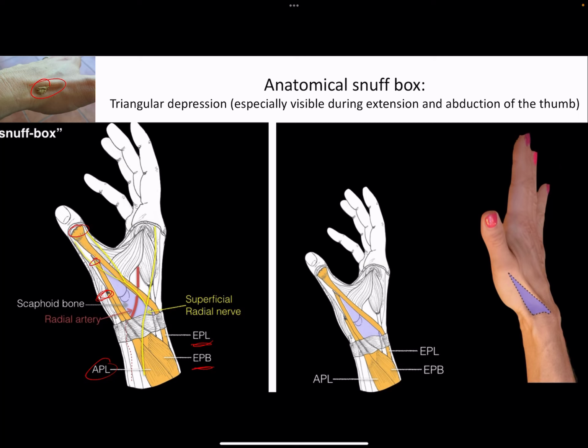And a lot of important vasculature and nerves come through here. So the radial nerve comes through here and the radial artery. And the scaphoid bone, that carpal bone that is responsible for 55% of carpal fractures, is also located in there. So if you extend and abduct your thumb is where you can, I think, see it most clearly.